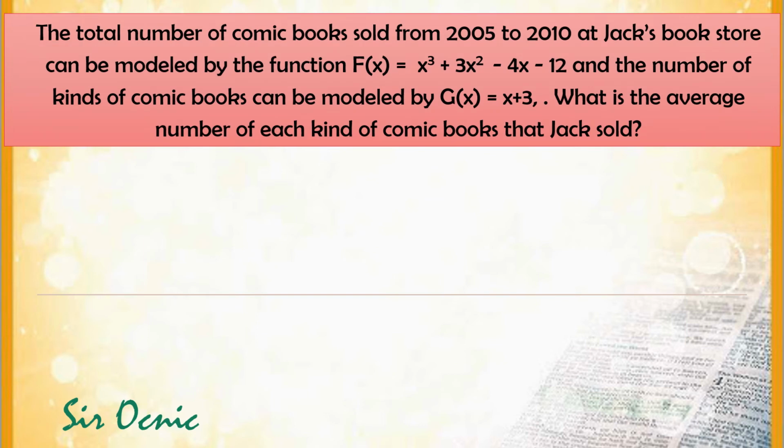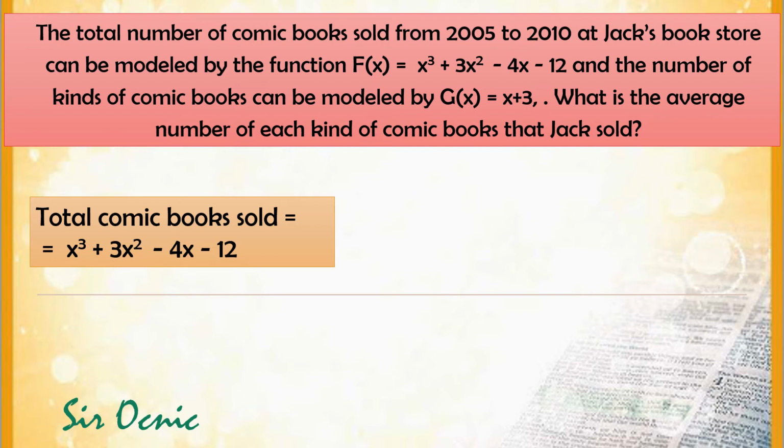The total number of comic books sold from 2005 to 2010 at Jack's bookstore can be modeled by the function f of x equals x cubed plus 3x squared minus 4x minus 12. And the number of kinds of comic books can be modeled by g of x equals x plus 3. What is the average number of each kind of comic books that Jack sold?